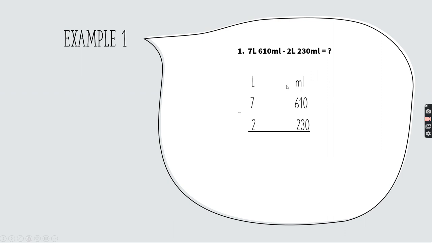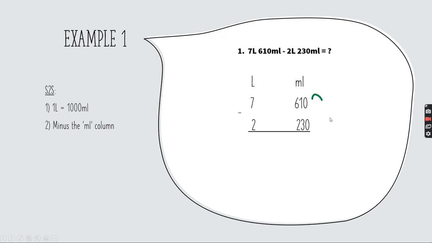So first we're going to rewrite that in column form. We have our liters over here and we have our milliliters over here. 7 liters 610 milliliters minus 2 liters 230 milliliters. So let's recap our S2S over here. We all know that 1 liter equals 1000 milliliters, and step 2 is we're going to minus the milliliters column first right over here.